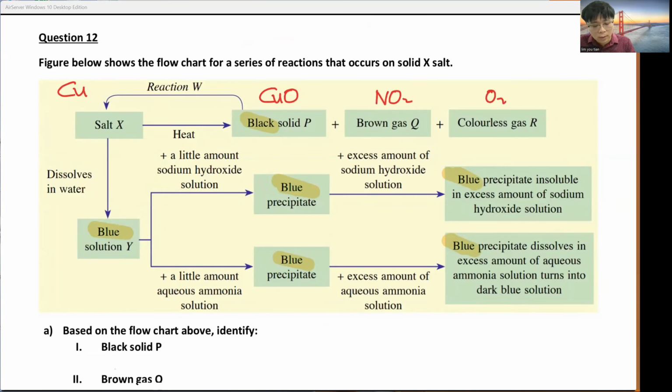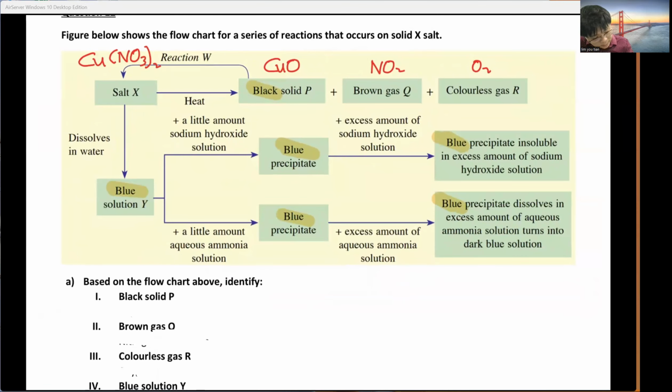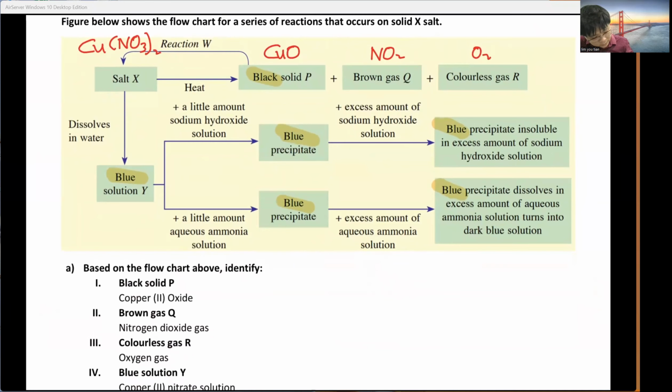Okay, so if it heats and becomes CuO, NO2 and O2, the original salt must be a nitrate salt. Okay, so can you help me to write out the answer for this? The first four.